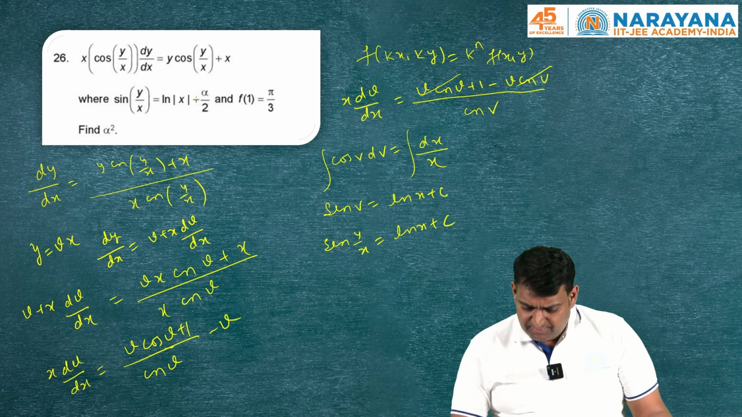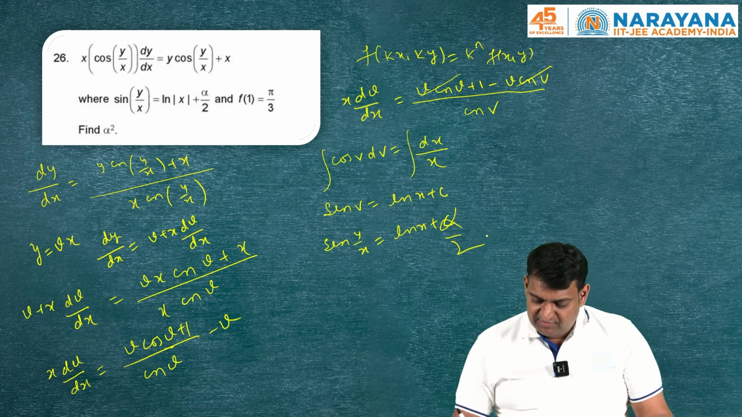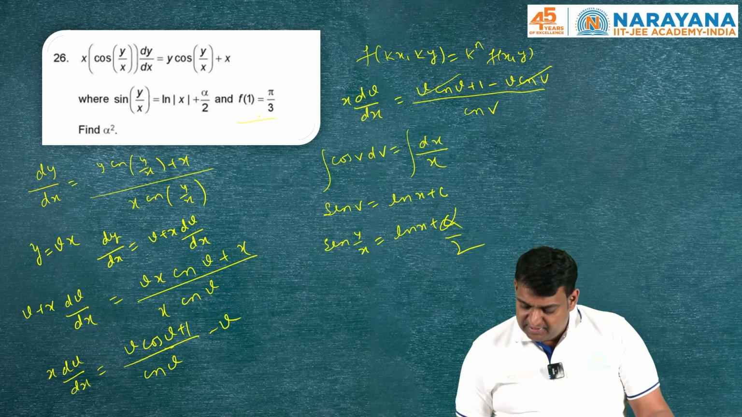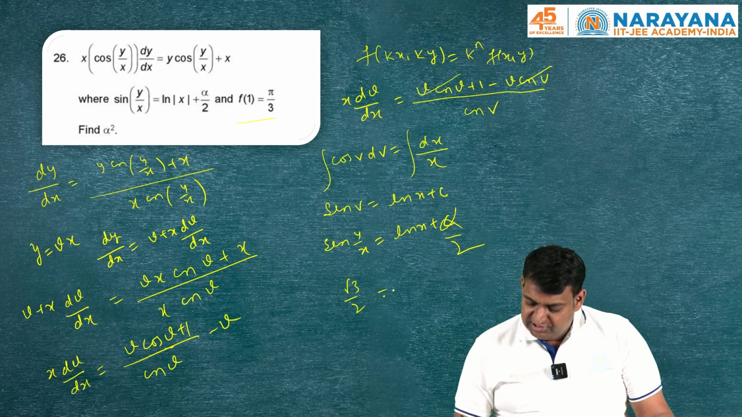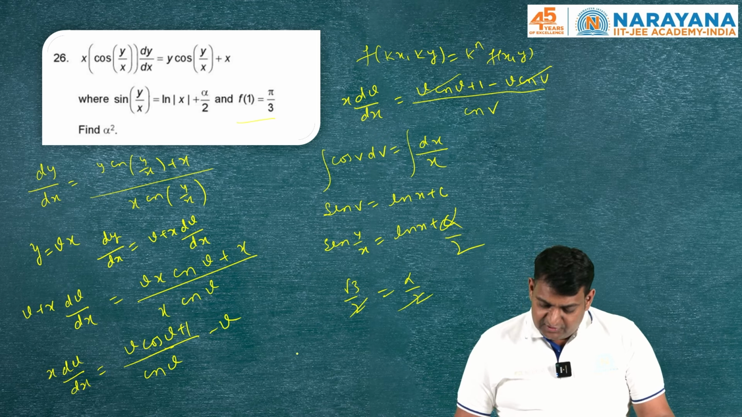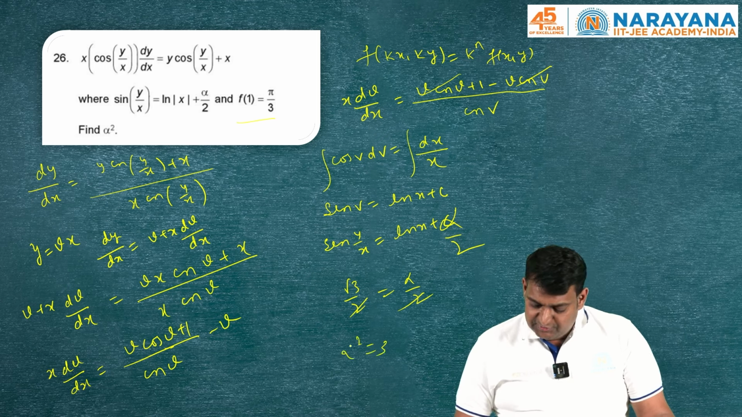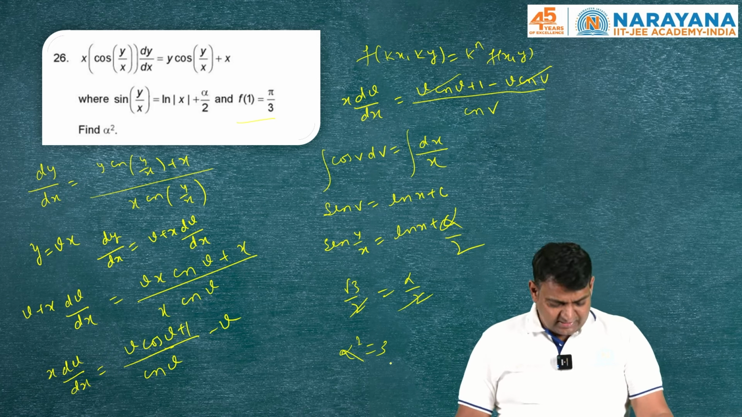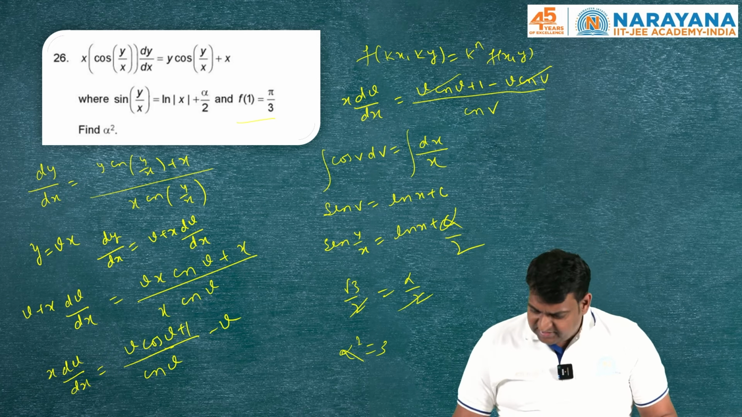Alpha by 2. Compare. So, c is what? Alpha by 2. Now, he gave f of 1 is pi by 3. So, put x is 1 and y is pi by 3. sin pi by 3, root 3 by 2. Log 1 is 0. Alpha by 2. So, what is alpha? 2, 2 got cancelled. Alpha is root 3. So, what is alpha square value? 3.